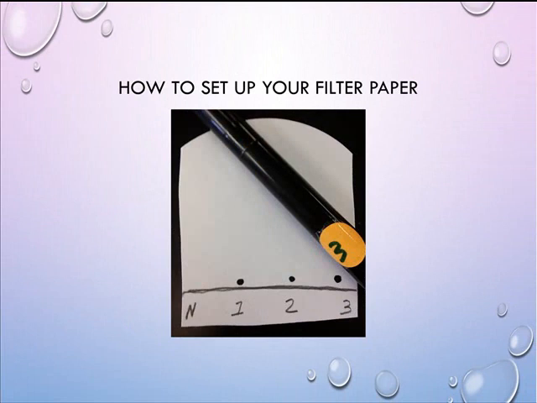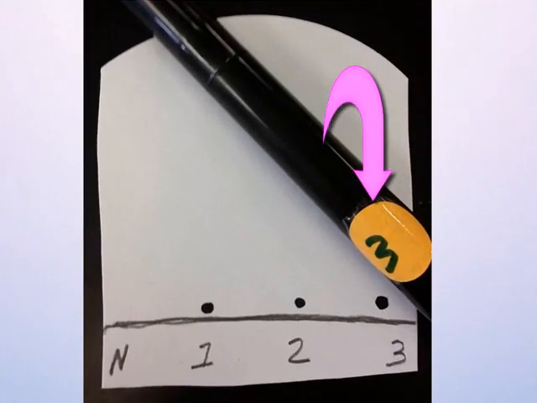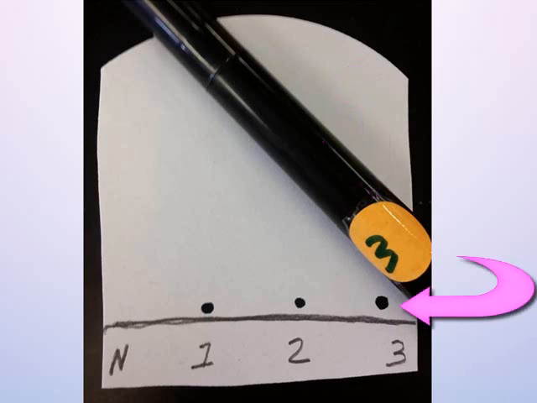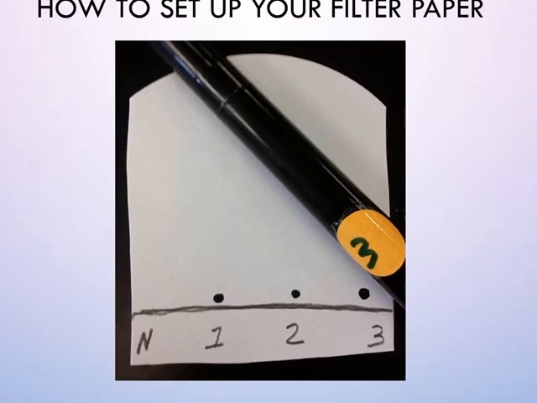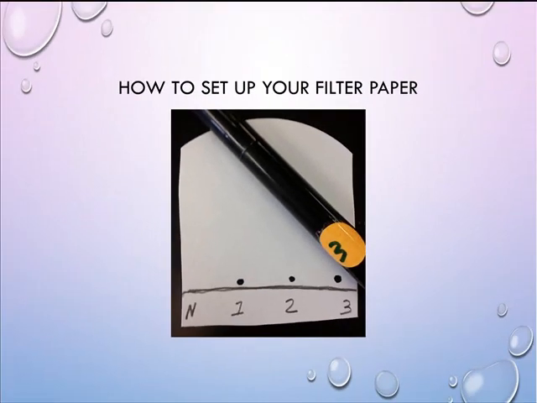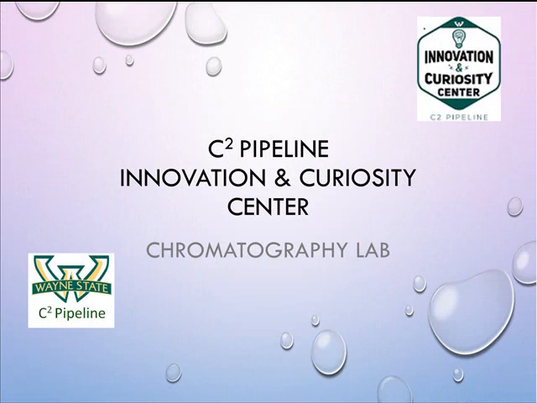I bet you can guess our next step. Our next step will be to use the marker labeled number 3 and use the tip of the marker to make a small dot above the line above the number 3 as shown. We'll pause to make sure everyone has completed these steps. We are now ready to begin our lab.